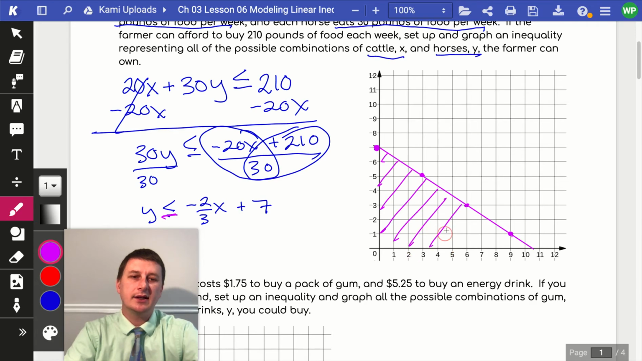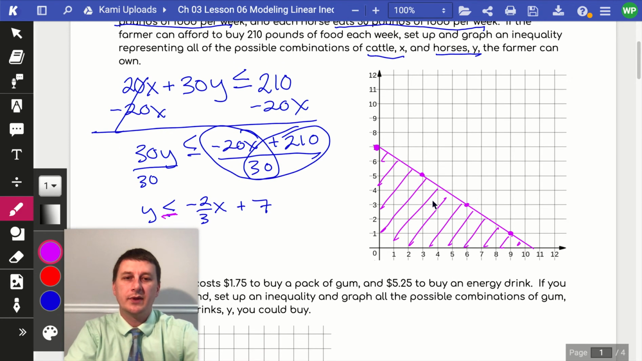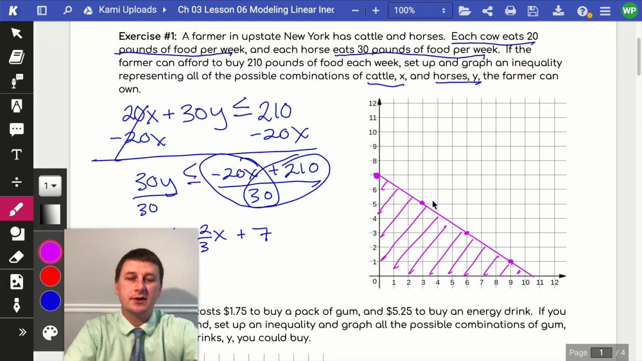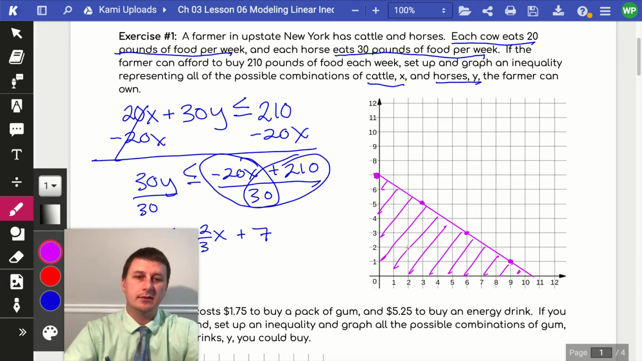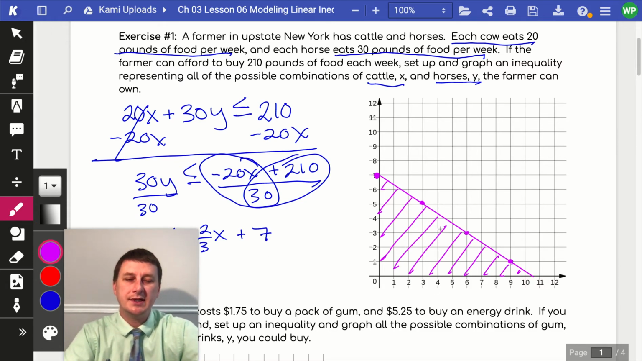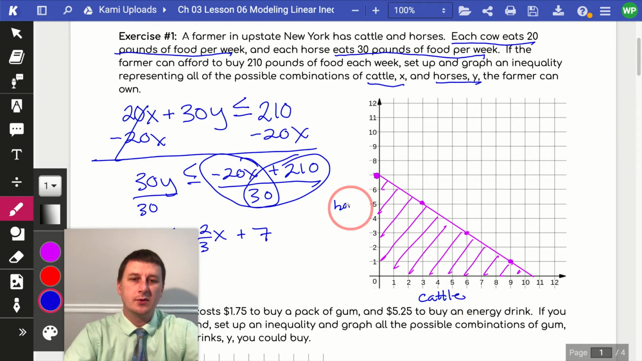And where I'm shading is all of the possible solutions that this farmer can afford to have with cattle and horses in order to be able to feed them all in a reasonable way. So any point you see in this solution set is what the farmer could have. Let's remember what x was equal to, cattle, and y was horses. So he could have 2 cattle and 3 horses. He could have 5 cattle and 1 horse. He could have 7 cattle and 0 horses.